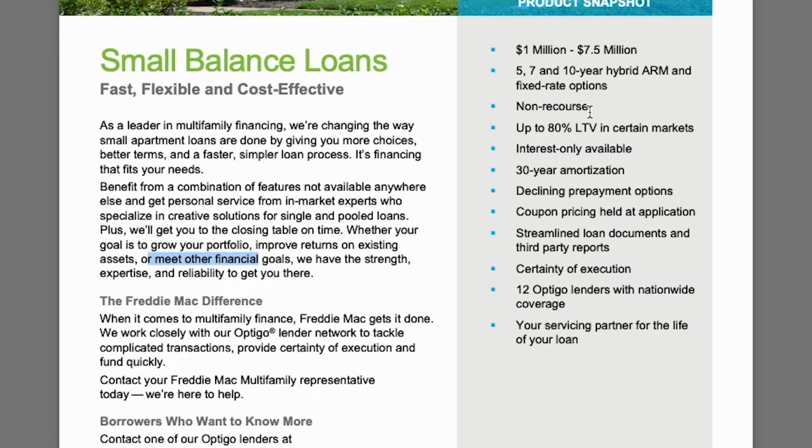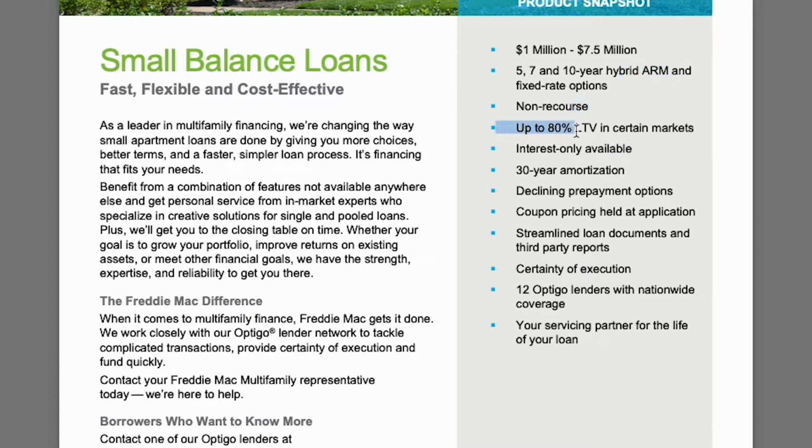So, product snapshot. We can see that if you're financing a multifamily deal between $1 million and $7.5 million, you can fit into this Freddie Mac small balance program. The terms that they have are 5 years, 7 years, and 10 years. They have fixed rate options, and they also have adjustable rate mortgage options, which is what ARM stands for. So it says hybrid ARM here. They have hybrid adjustable rate mortgage options as well.